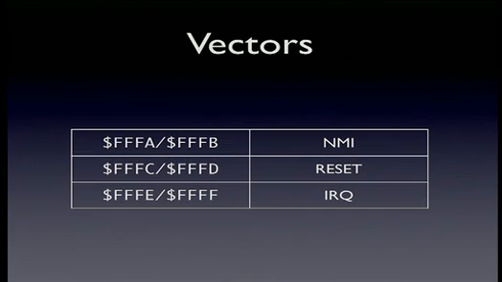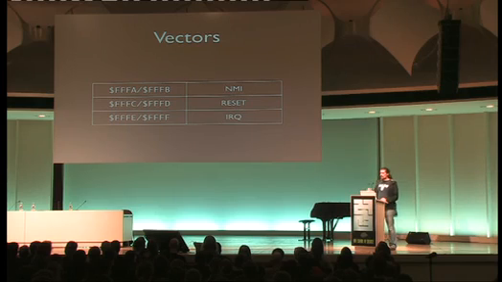So from a more systems perspective, these vectors are interesting. What happens with interrupts, with reset, and IRQ. There are 3 vectors at the top of the address space for NMI, non-maskable interrupt, for the reset vector, and for the IRQ vector at the very top of memory. We'll talk about these vectors later.